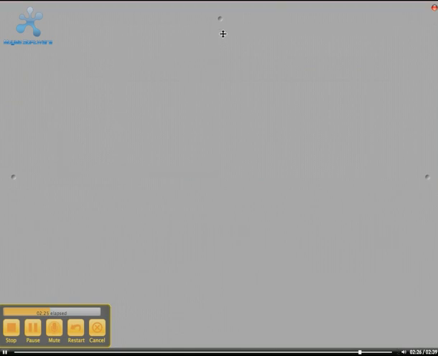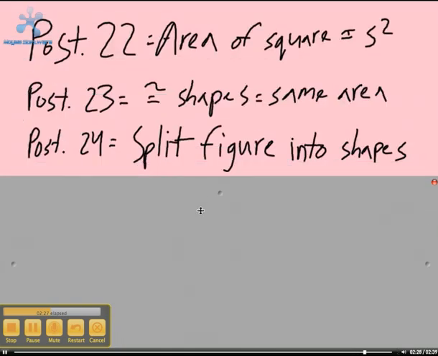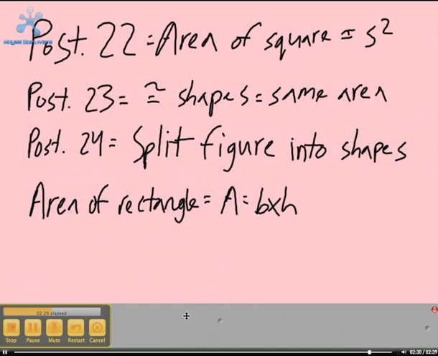And for area of a rectangle, we learned that the area is when you take base times height, and that is what you guys are going to need to remember for the check for understanding, which is Friday.